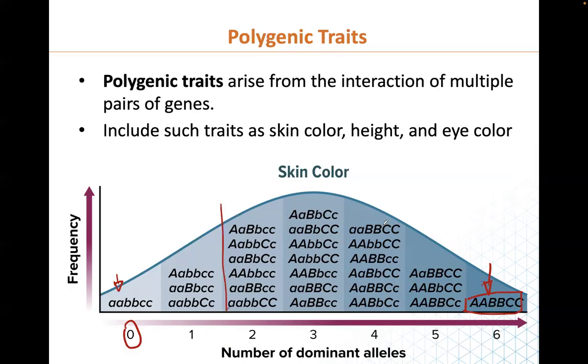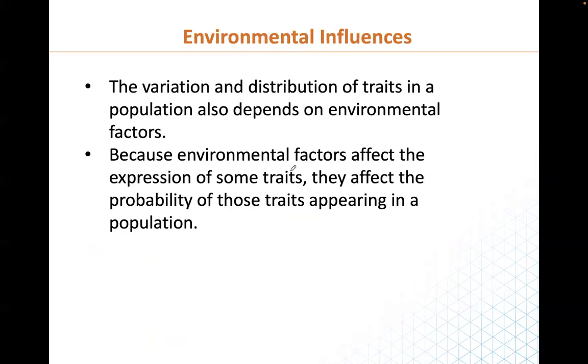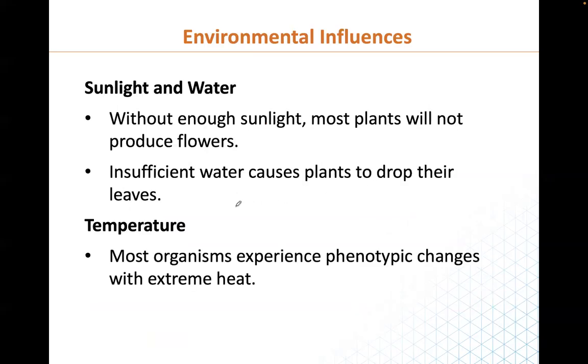But most of us fall in between these. This is why it's called a bell shape. Most people will fall in between, where we have 2, 3, and 4. Environmental influences can also have an effect on the way people look. The variation and distribution of traits in a population depends on environmental factors, because environmental factors affect the expression of some traits. They affect the probability of those traits appearing in the population.